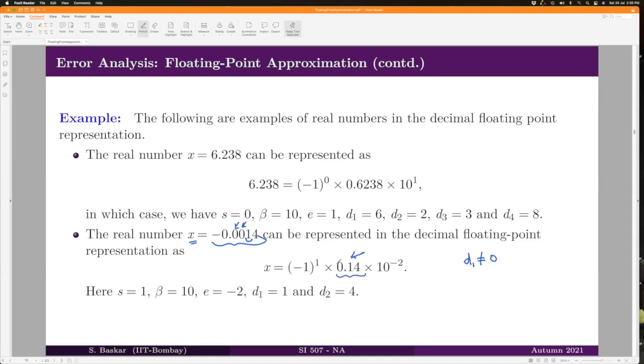Now, in order to bring 0.14 to 0.0014, we have to multiply it by 10 to the power of -2. So this is how the exponent is fixed. That's the only tricky part. You have to make the mantissa in such a way that d1 is not equal to 0, and correspondingly, you choose your exponent. The sign part is very easy because it's a negative number, so your s is 1, right?